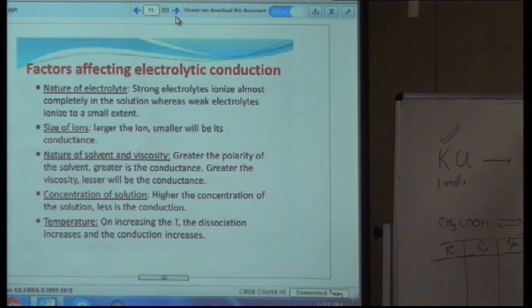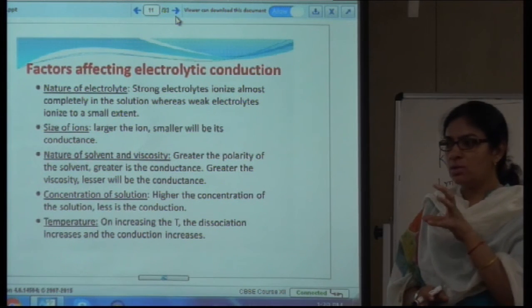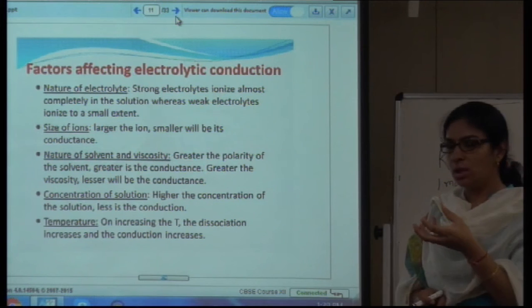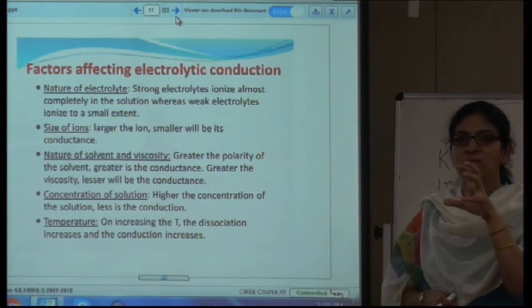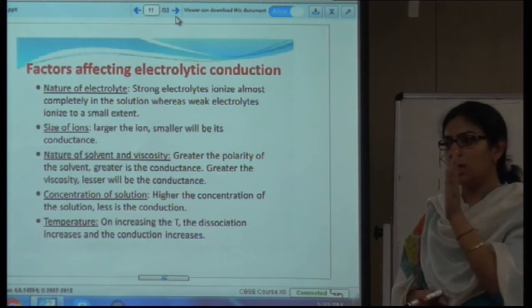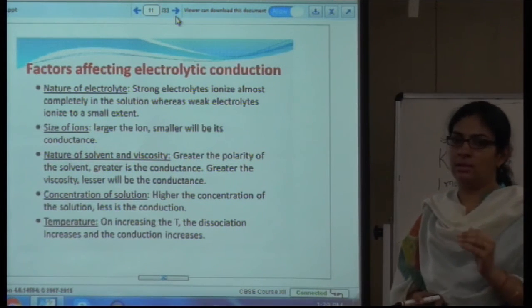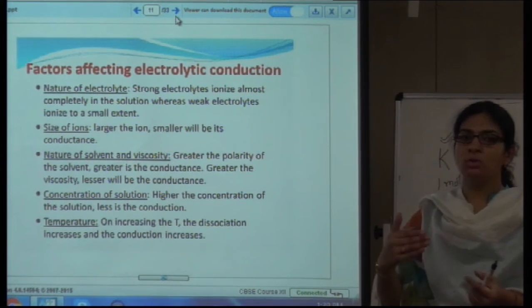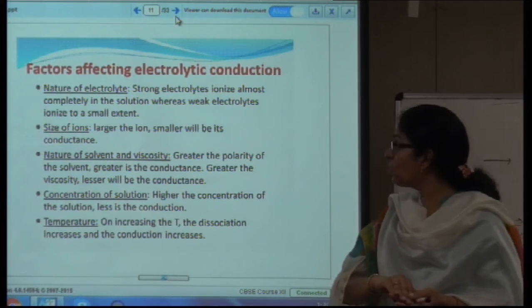Because of this, solvent molecules associate, and the effective size of this ion becomes larger. So while measuring the conductance of a solution, you will not measure only the size of the cation, but rather the effective size. Because its effective size is large, it will move slowly through the solution and will conduct less electricity, right? So when we take into account the effect of size, we have to consider the effect of hydration also.